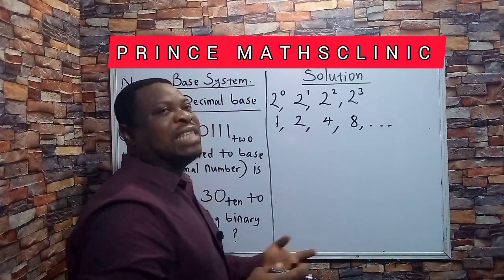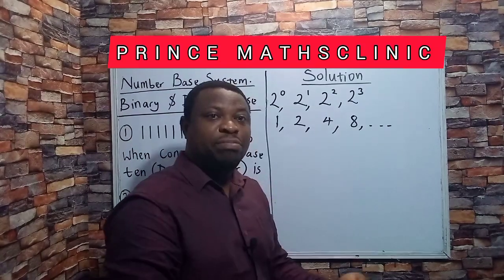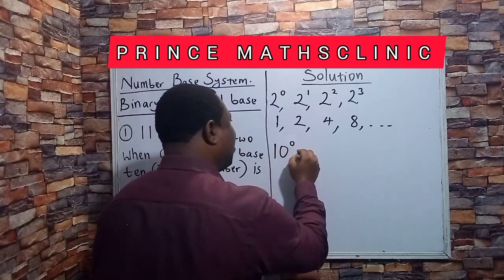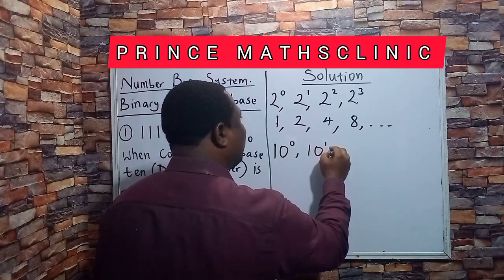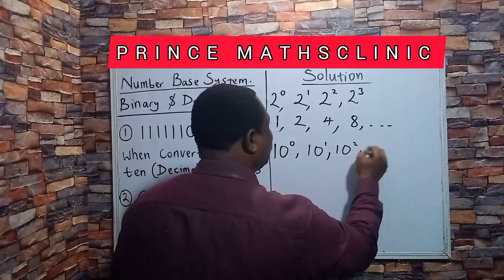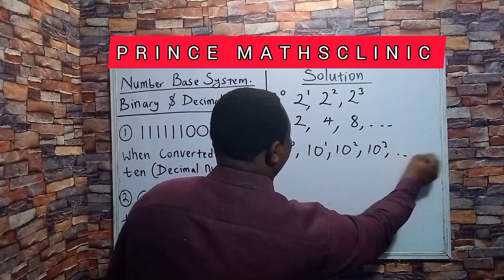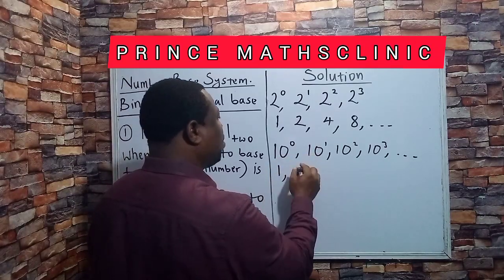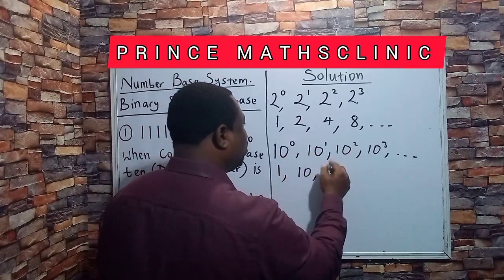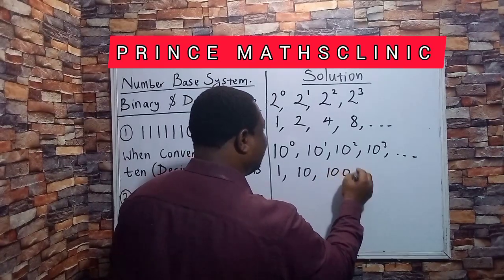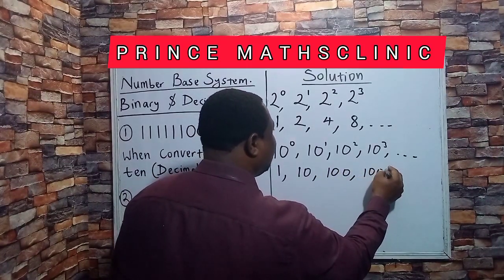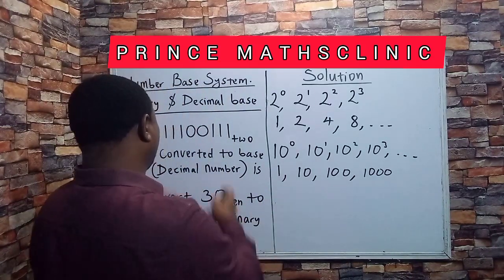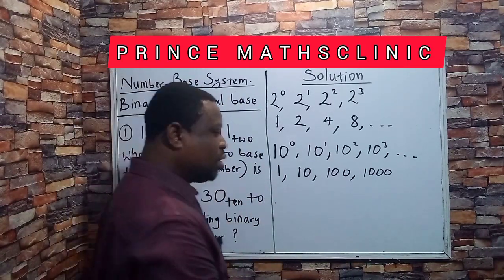Now, in our natural base system, which is the base 10 system, it is in powers of 10: 10 to the power of 0, 10 to the power of 1, 10 to the power of 2, 10 to the power of 3, and so on. Where 10 to the power of 0 is 1, 10 to the power of 1 is 10, 10 to the power of 2 is 100, and 10 to the power of 3 is 1000. Right? Good. Having understood this, let's go right into the question at hand.